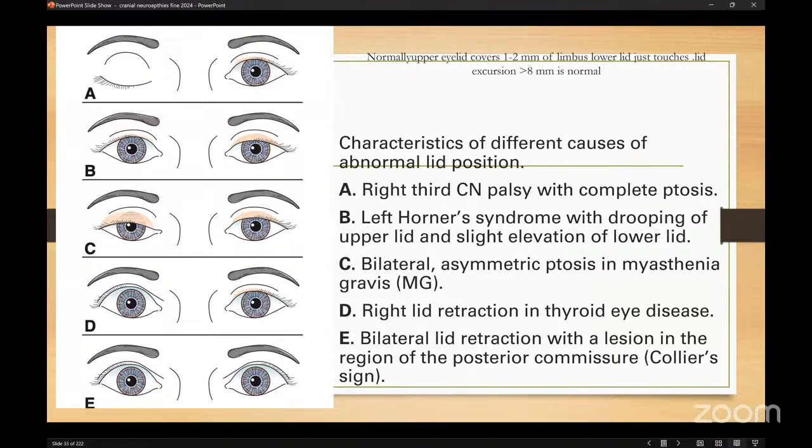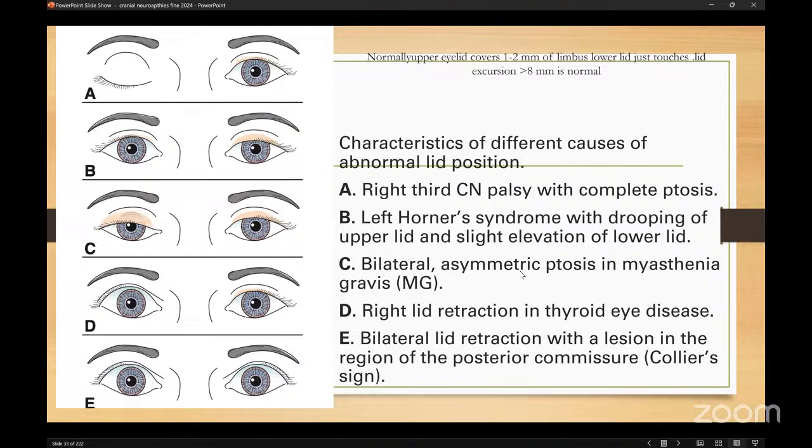Okay. So in right third nerve palsy, you can get complete ptosis. How do you differentiate the third nerve ptosis from the Horner's ptosis? Third nerve ptosis can be complete or partial, but in Horner's, it is partial ptosis and elevation of the lower eyelid. This is very important. Here you can see the elevation of the lower eyelid is also seen. That is what gives rise to apparent enophthalmos.